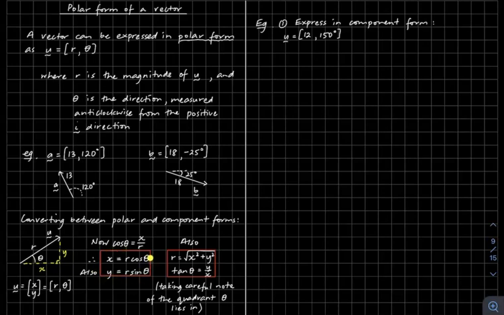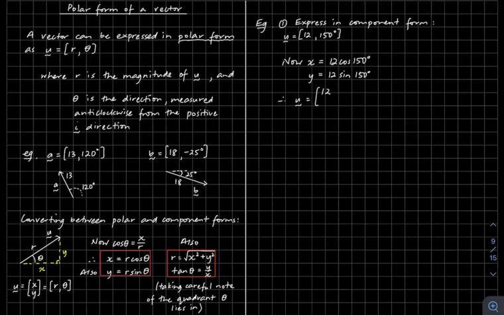So we can just sub straight into these results here. We could write it straight in component form if we wanted. So we can say now x is equal to r cos theta. So that's going to be 12 times cos 150, and y is going to be 12 times sine 150. So therefore, vector u in component form, well, 12 times cos 150.